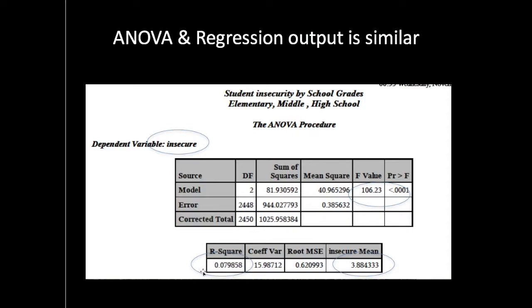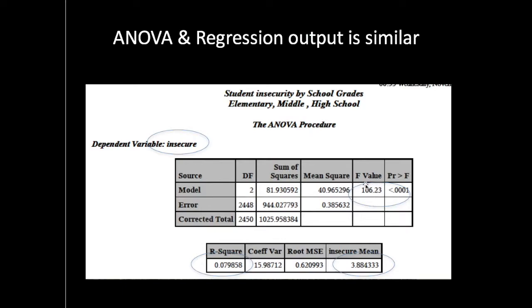Now, here's kind of an important thing. It tells us that the R square, the proportion of variance explained by our model, is about 8%. Kind of makes sense up here, right? 81 out of 1,000, about 8%. So which category of school you're in, elementary, middle, or high school, explains about 8% of the variance in your score on how insecure you feel at school.